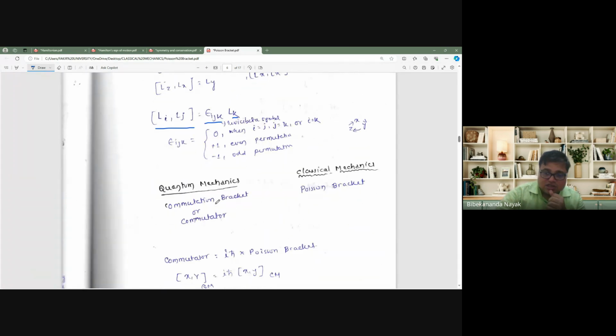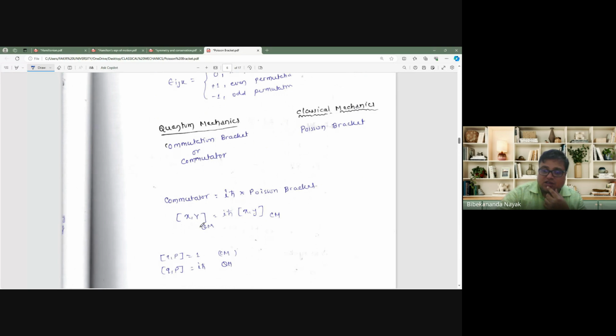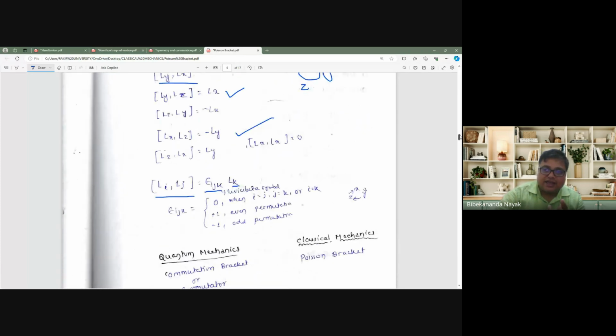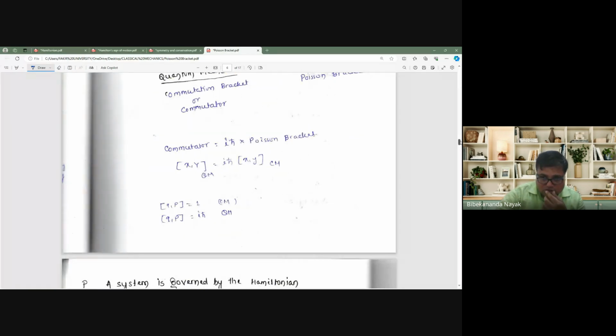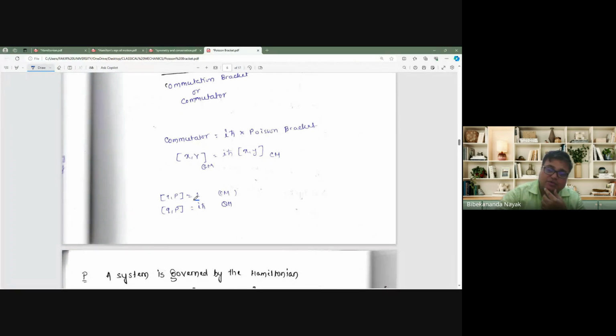In quantum mechanics, the commutation bracket, or commutator as we call it, is equivalent to the Poisson bracket, and the commutator value will be i h cross into the Poisson bracket. So the quantum mechanical commutator of x, y is equal to i h cross into the Poisson bracket of x, y from classical mechanics. So for Lx, Ly, the commutator will be i h cross Lz. For Li, Lj, the commutator will be i h cross epsilon ijk Lk. In classical mechanics, canonical variables have Poisson bracket 1, but in quantum mechanics, we call them canonical variables if their commutator is equal to i h cross.